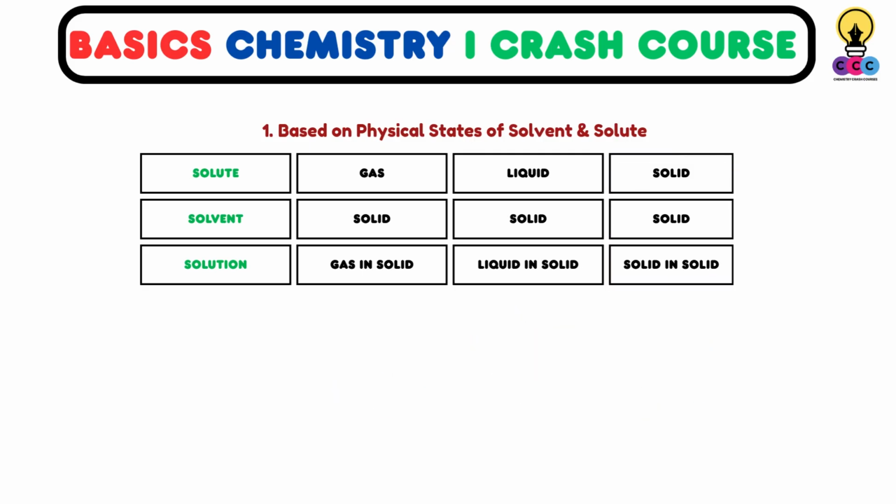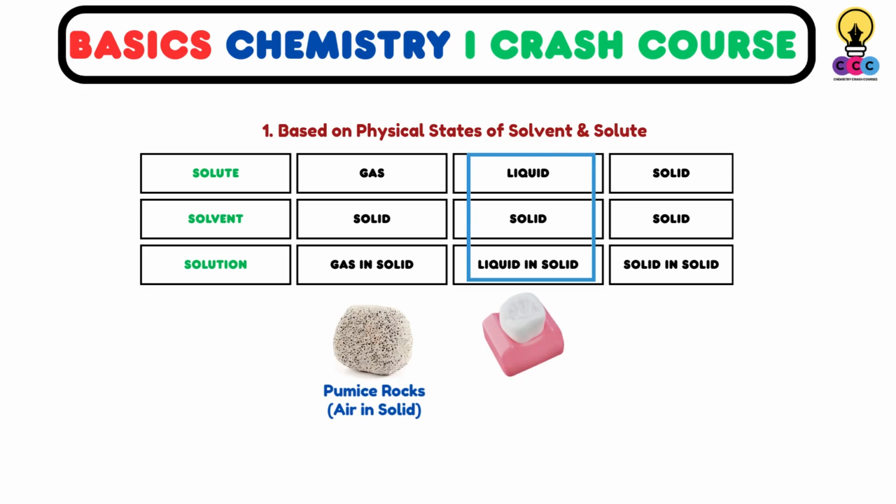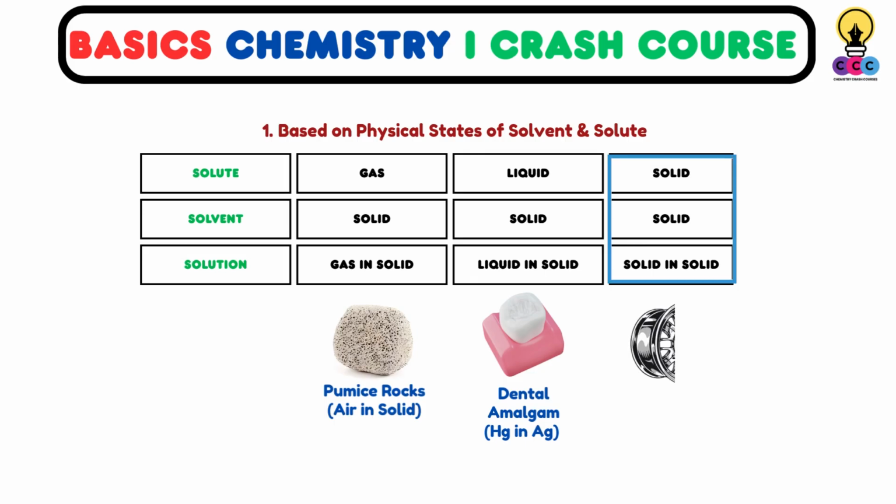Finally, those solutions in which the solvent is in solid state. First, gas in solid. The example is pumice rock, where air is entrapped in hollow spaces of the rock. Second, liquid in solid. An example is dental amalgam, where mercury, which is in the liquid state, is mixed in solid silver. And the last one is solid in solid. The example in this context is metal alloys like brass and steel, as brass is composed of copper and zinc metals, and both these metals are in their solid state.